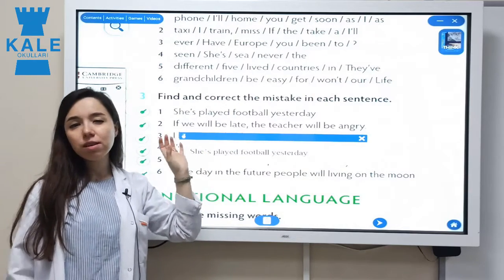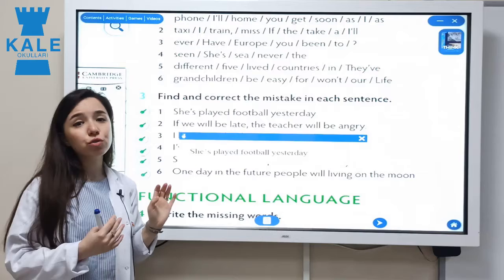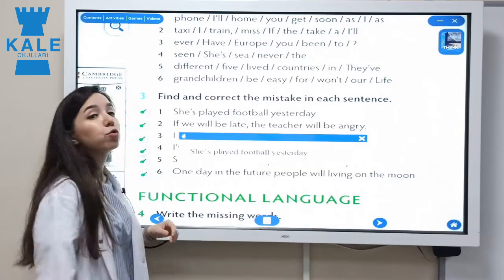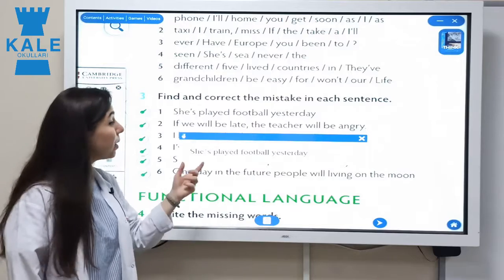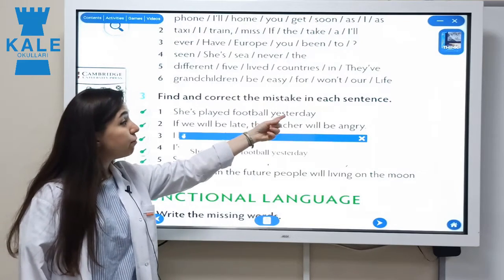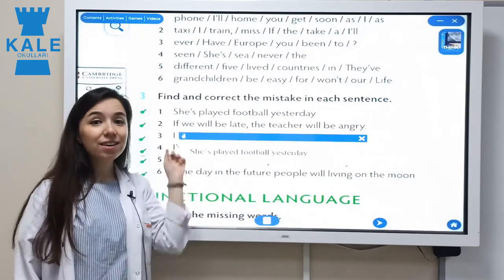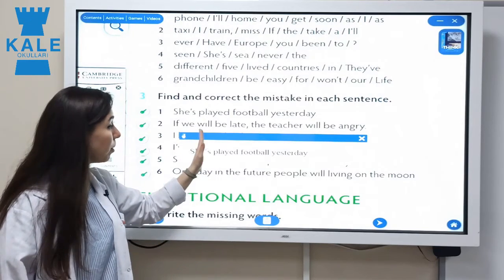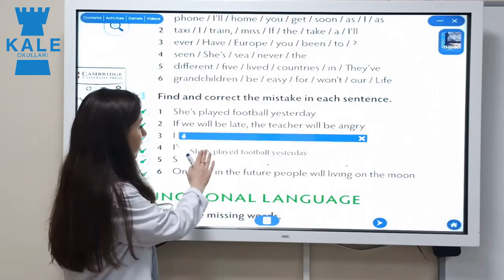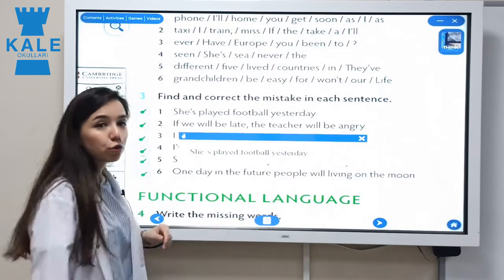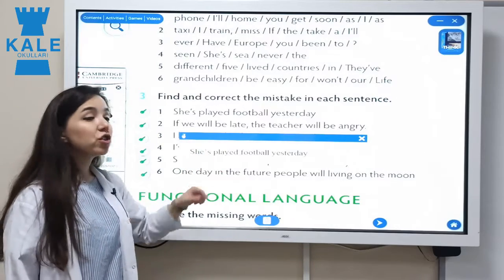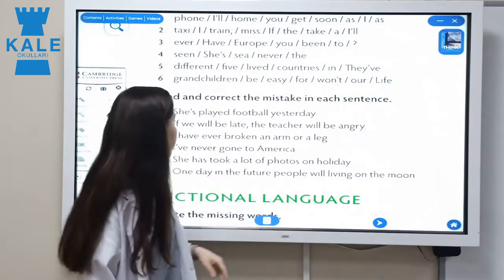Also, sometimes it happens. The book can also have some problems. The correct answer is she played football yesterday. Why? Because yesterday is mentioned here, the specific time, so it's not present perfect simple. She played. It should be like this. Look at here. She played football yesterday. Please, when you want to write the correct answer, just write she played football yesterday.